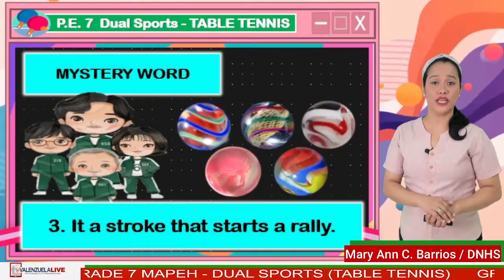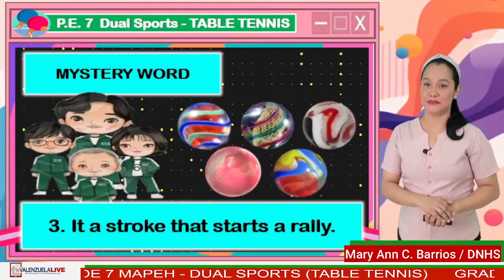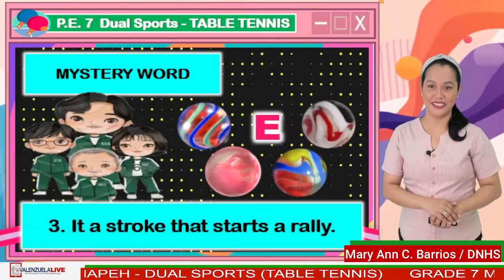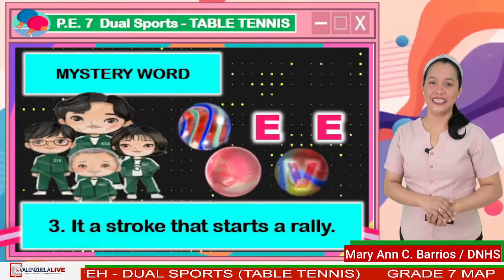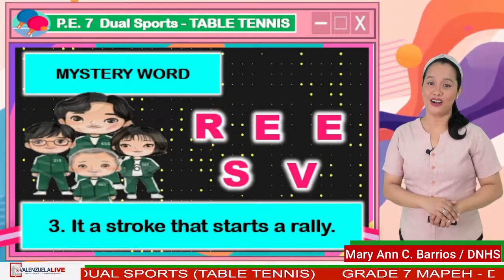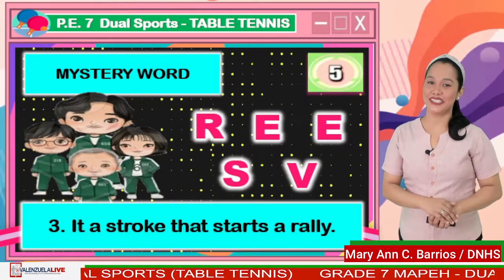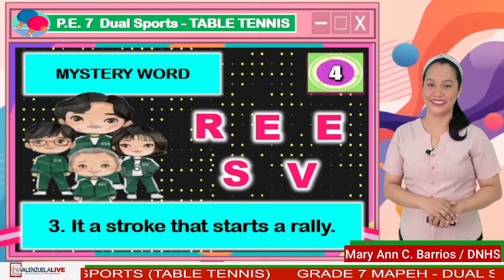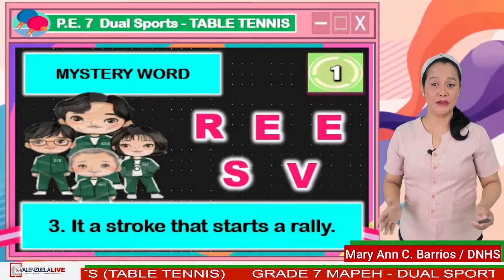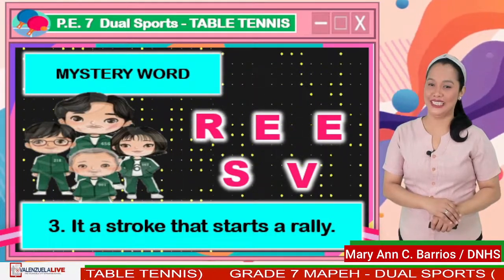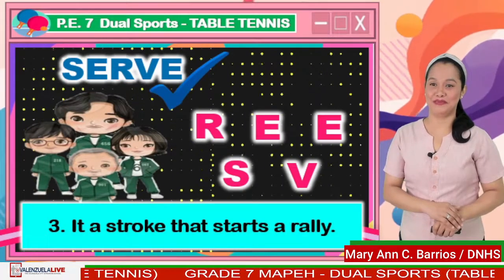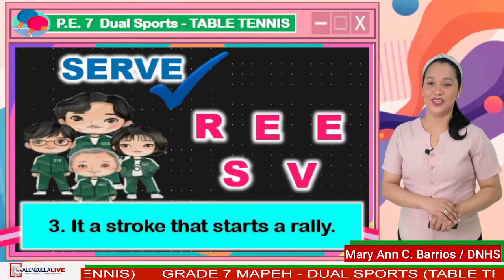Next number, number 3. It is a stroke that starts a rally. Let's reveal the letters behind those marbles. E, E, V, S, R. Timer starts now. Time is up. Absolutely. The answer is serve. Terrific. Number 4.